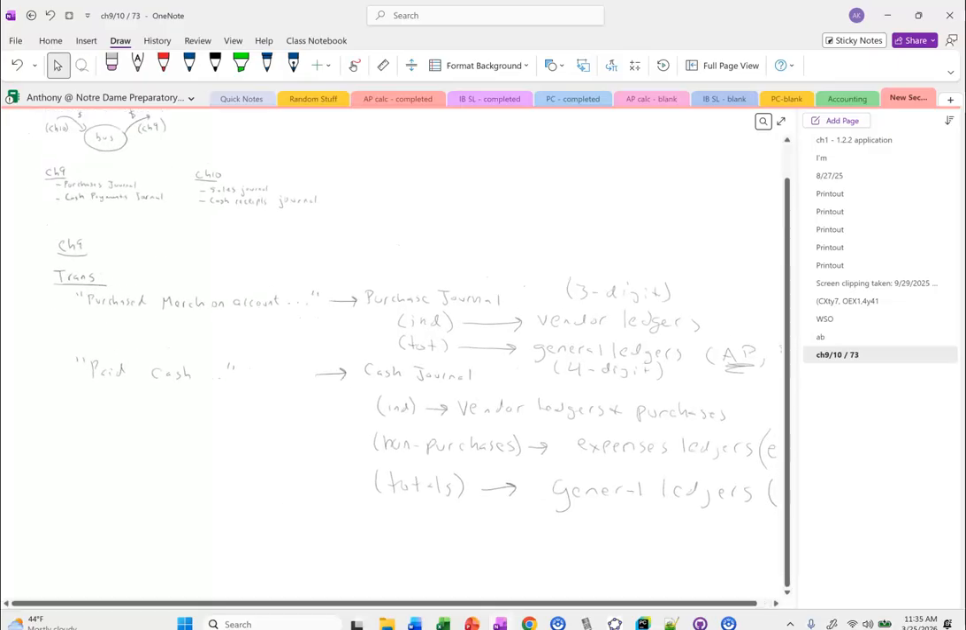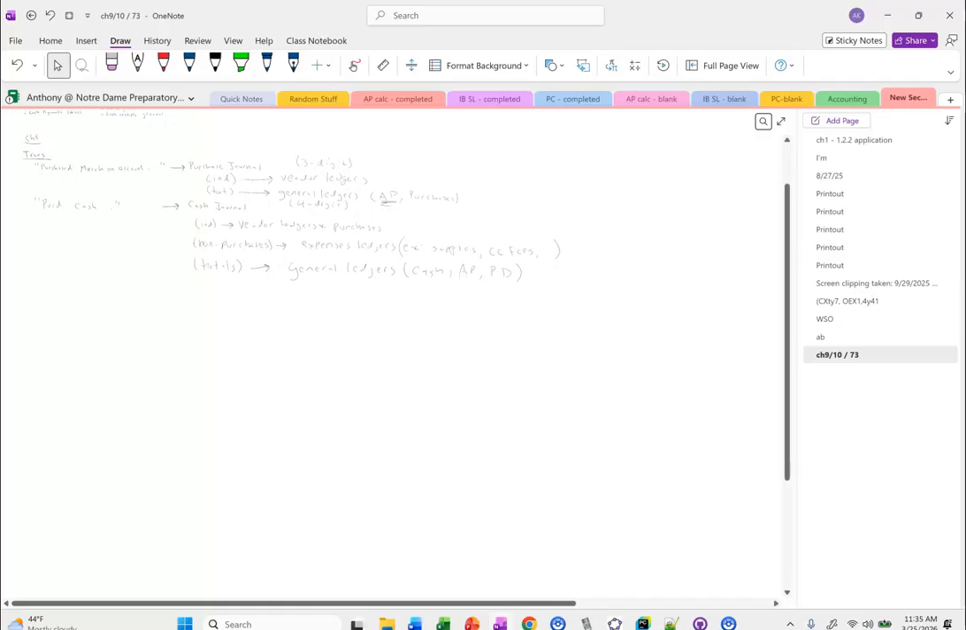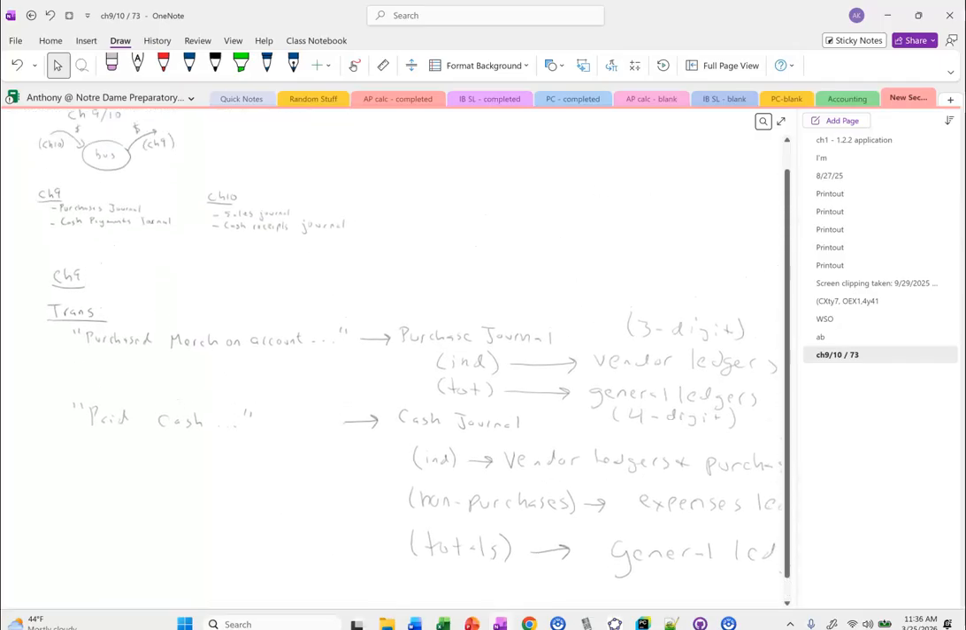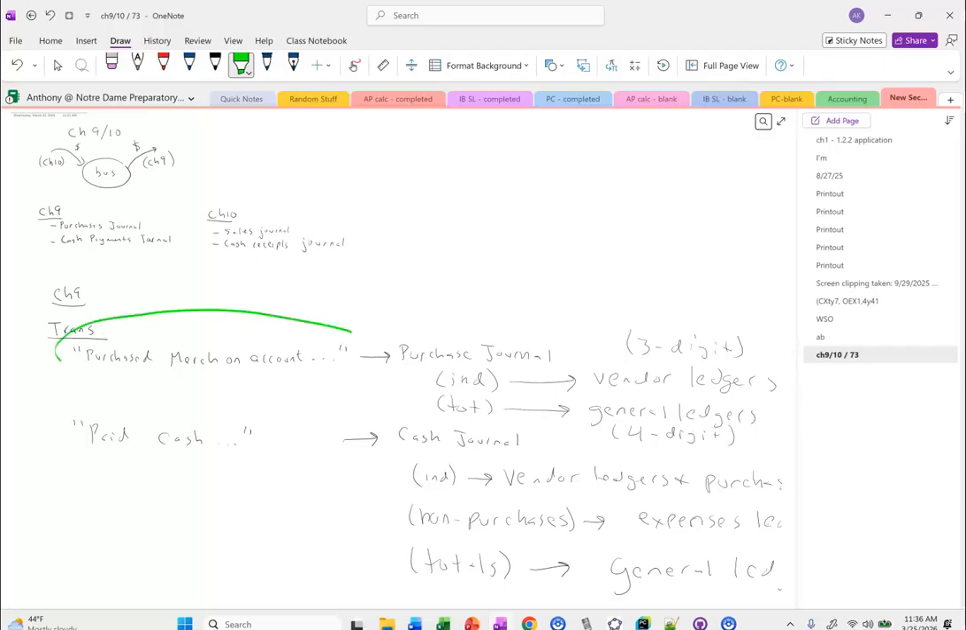Anyway, that was chapter 9 in a nutshell. The real key here, which a lot of us had issues with, is the ability to read the transaction and pick the correct journal. And then once you've got into the correct journal, getting that into the correct subledgers, right?